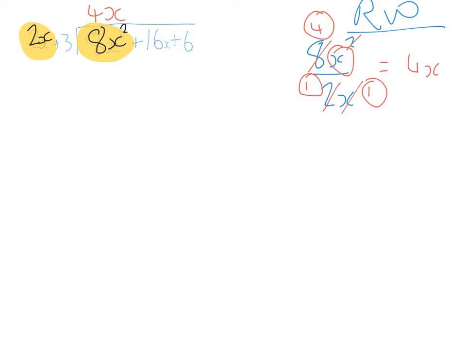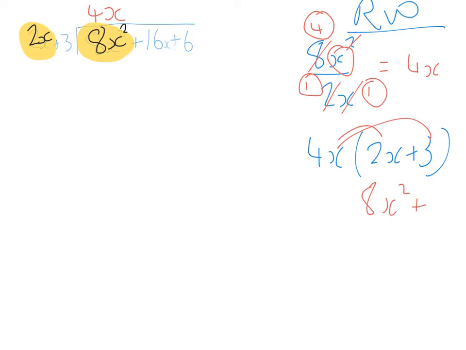Now what we have to do is multiply what's outside the bus stop by the 4x. So we're going to multiply 2x plus 3 by 4x, and we're going to do it over in our rough work section. So we have 4x, open up a bracket, 2x plus 3, close the bracket. 4x by 2x is 8x squared, and 4x by 3 is plus 12x. So now we write down our answer, which is 8x squared plus 12x, directly underneath the 8x squared plus 16x.